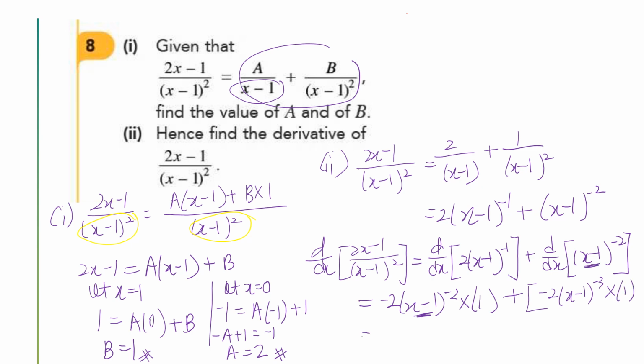Okay, let's simplify further. We can just convert it into positive index already. So that gives you negative 2 over bracket x minus 1 to the power of 2. Plus times minus is minus, so minus 2 over bracket x minus 1 to the power of 3. That's how we do it.